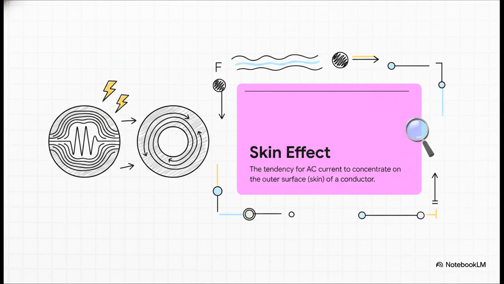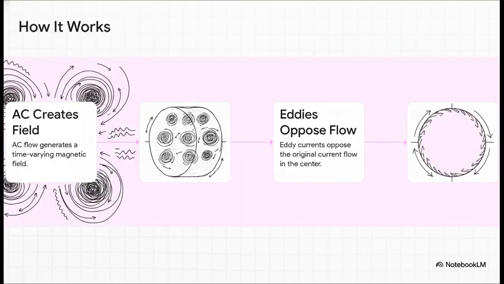Okay, so in the simplest terms, when you run AC power through a wire, especially at high frequencies, the electricity doesn't actually use the whole wire. It kind of gets lazy and decides to just travel along the outer surface, or you could call it the skin. Now, what's really interesting is how this actually happens. As that alternating current, or AC, flows back and forth, it generates this changing magnetic field. This field then creates these tiny swirling currents inside the conductor. We call those eddy currents.